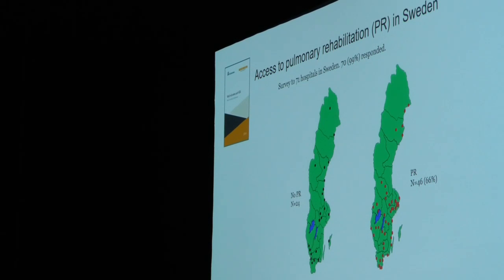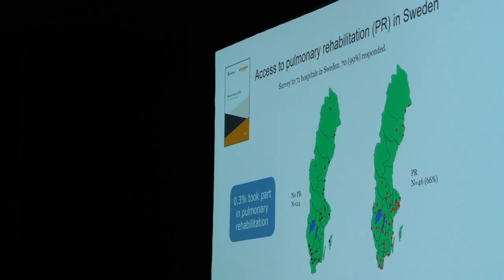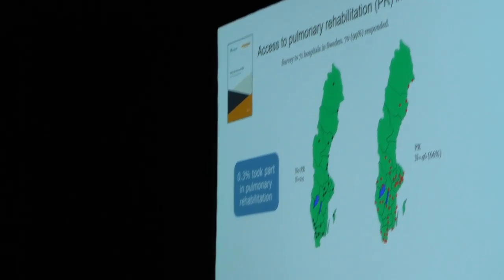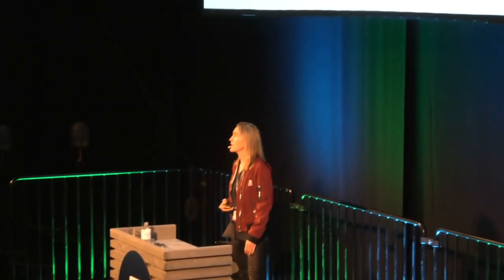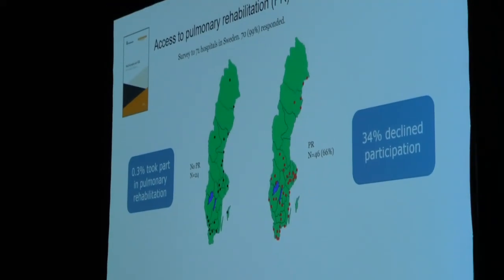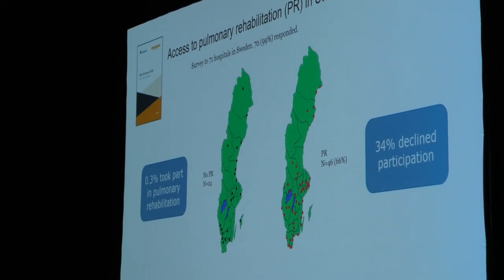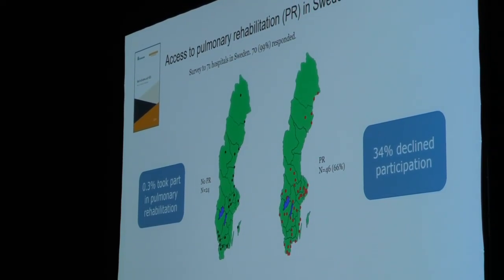And I don't have a pointer here, but I live up north in Västerbotten County, where there are 3 dots, 3 hospitals offering pulmonary rehabilitation. What we found there was surprisingly low. Not even 0.5% of the Swedish COPD population received pulmonary rehabilitation at hospital, which is the recommendation to give to these patients. What we also found was that 1/3 of the patients that were offered PR declined to come, which was very, very frustrating for us, of course.